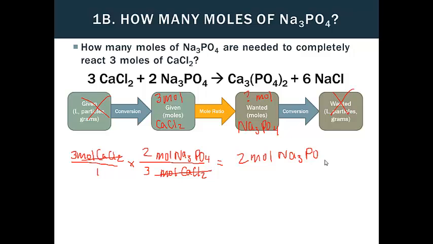Now, if you were clever, you saw that I was asking about 3 moles of calcium chloride, how many moles of Na3PO4? Well, in the balanced equation, it already has 3 moles of CaCl2. Therefore, it must be 2 moles of Na3PO4. So it's possible to solve this problem just based on inspection.